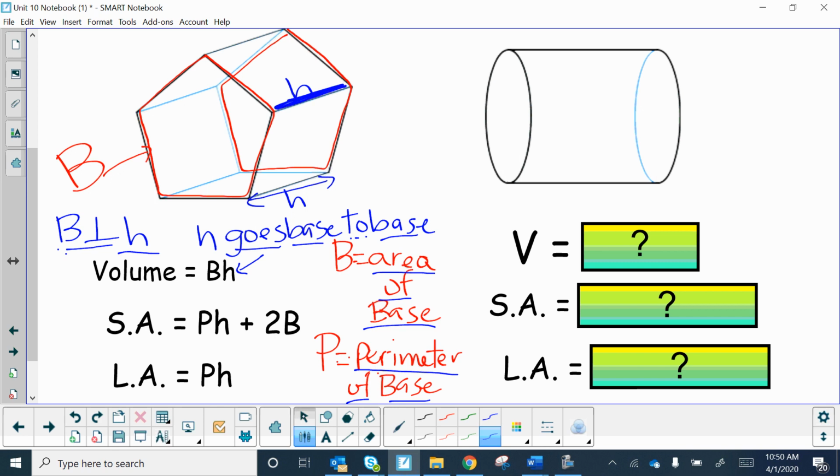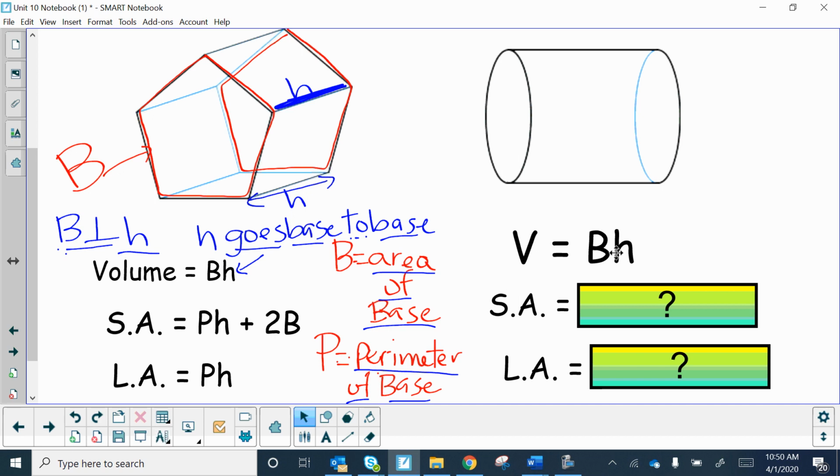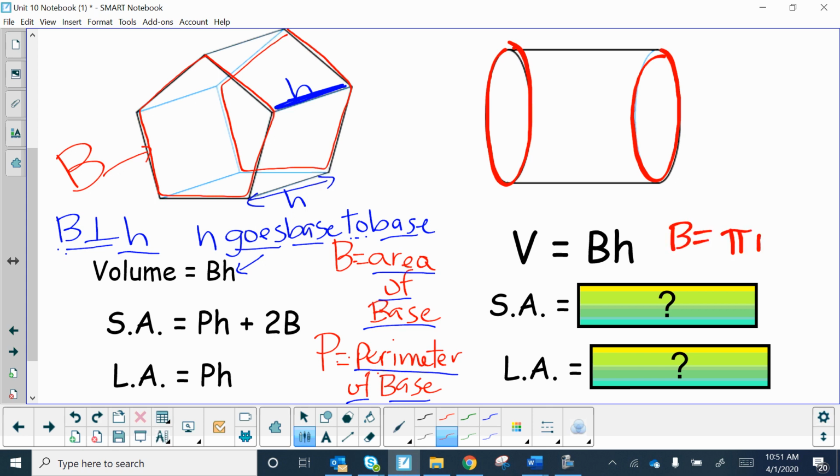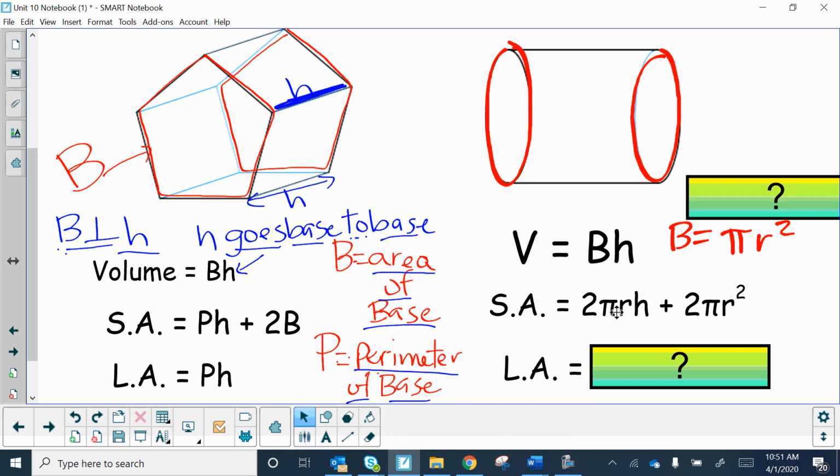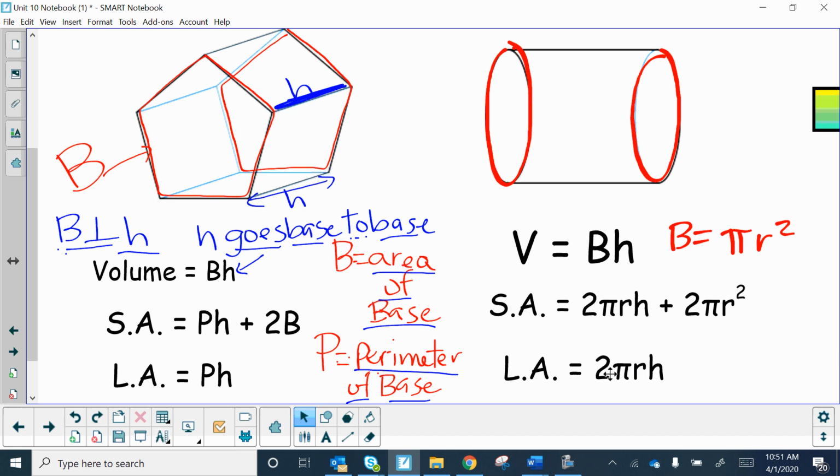All right, let's look at the cylinder. It's very similar to that. The volume formula is the same as the prism, capital B times H. B still stands for area of the base, and in this case our bases are always going to be circles. So capital B is always going to be pi r squared, because that's the area of a circle. Our surface area is 2 pi rh plus 2 pi r squared, and the lateral area is 2 pi rh.